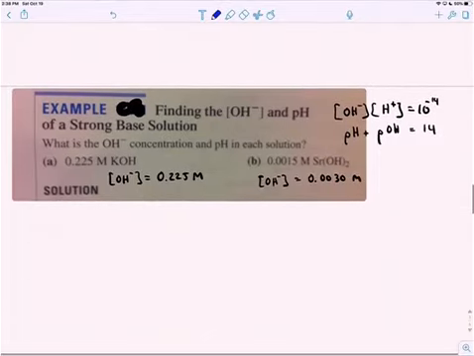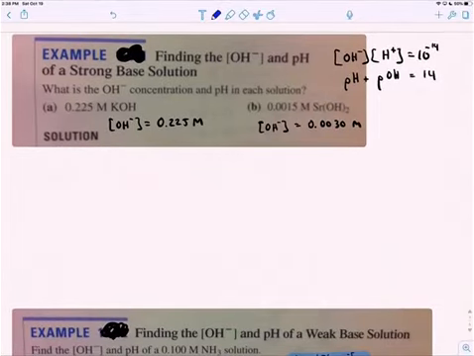Okay, so let's do some calculations. We switched from acid to base. What is the hydroxide ion concentration and pH of each of these solutions? Here we have 0.225 molar potassium hydroxide. So hydroxide concentration is 0.225. I'd probably use the pH as pH, like so.